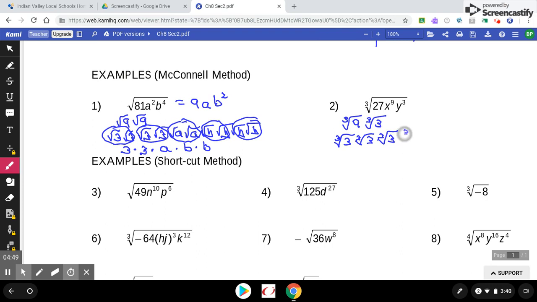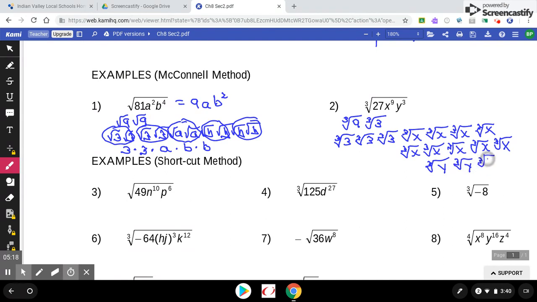And I don't know why on earth I decided to use x to the 9th, but it's my own fault. So I'm going to suffer through it, and I'm going to list them out. 6, 7, 8, 9. So you can see why I think Mr. McConnell is crazy. That's a lot of work.